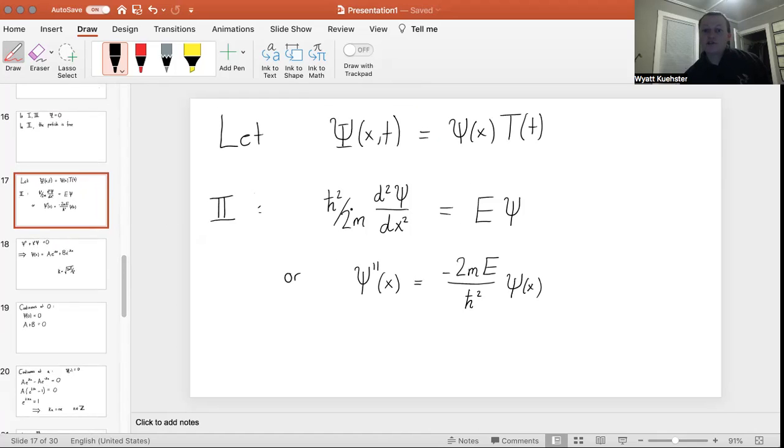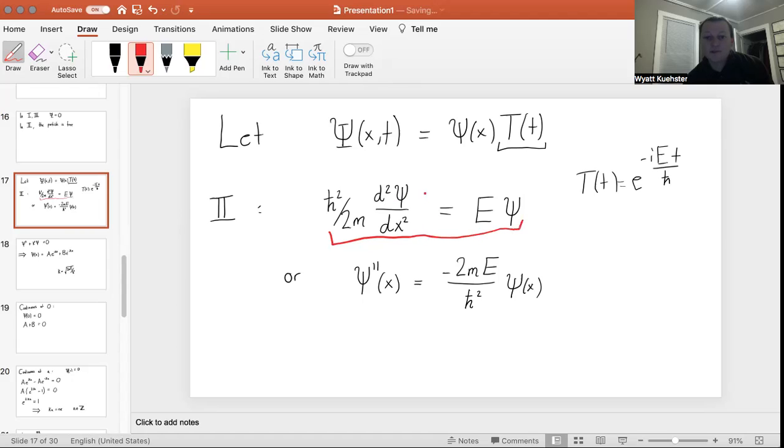So the Schrodinger equation just reads minus h bar squared over 2m times the second partial derivative of psi with respect to x equals E psi. And then if we have a separable solution, the partial derivative becomes a total derivative, and we solve for T of t like we did before. T of t is as always going to be e to the minus iEt over h bar.